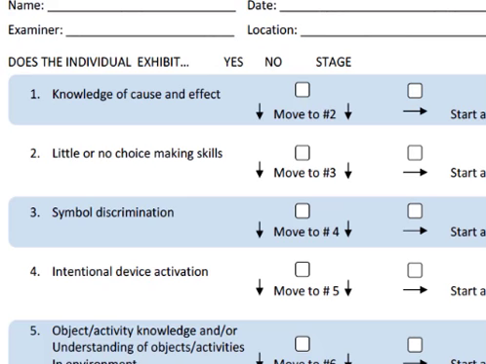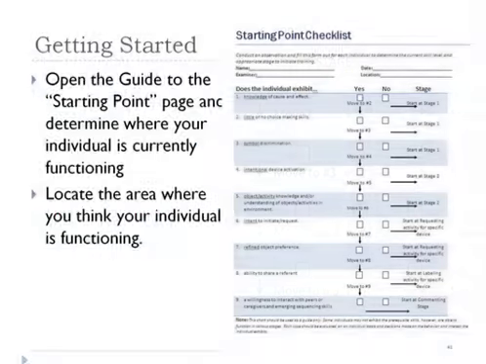So basically what you need to do is you need to locate where your individual is, and if you're not sure where they're functioning, then you can go to where you think the individual is functioning. In this case, it's always better to err on the side of caution. If you're not sure if they have symbol discrimination, start there. Don't go straight to intentional device activation and frustrate them. It's much easier to start at a lower level and quickly work your way through and make sure they know it and have that foundation, rather than guess that they're ahead of that point and frustrate them.